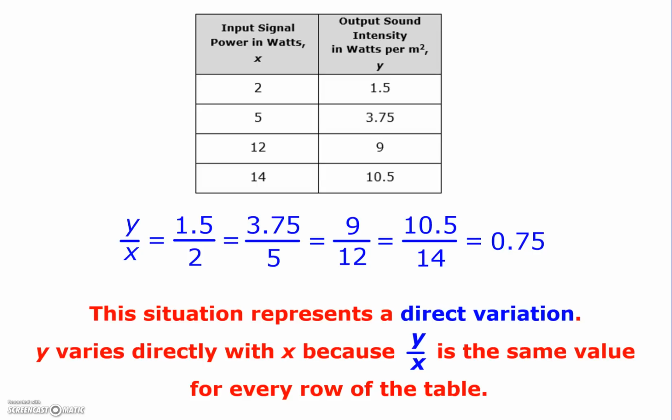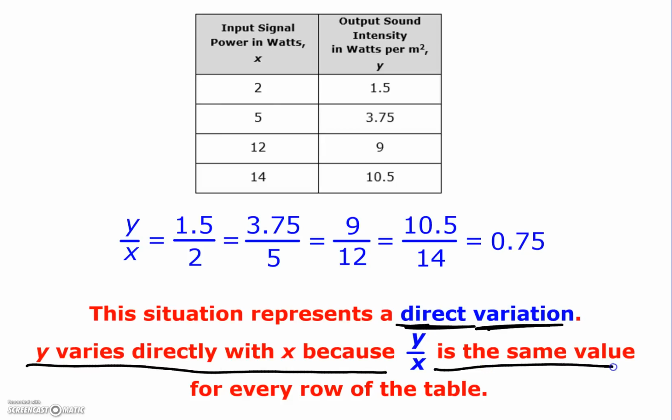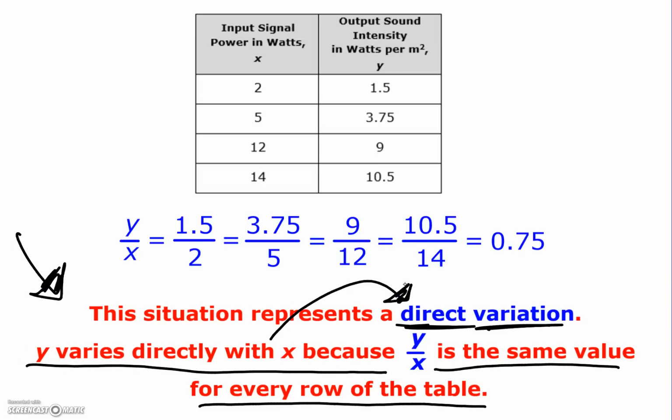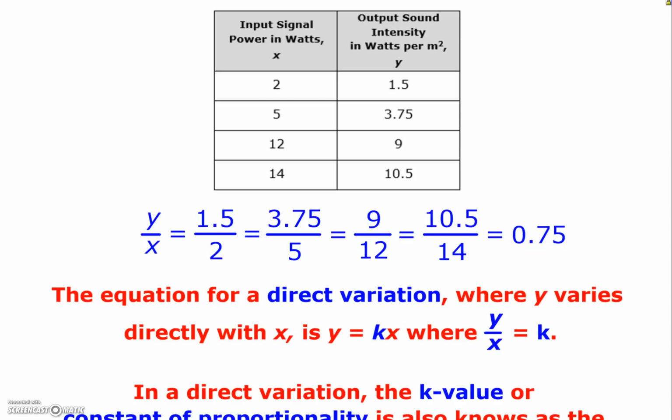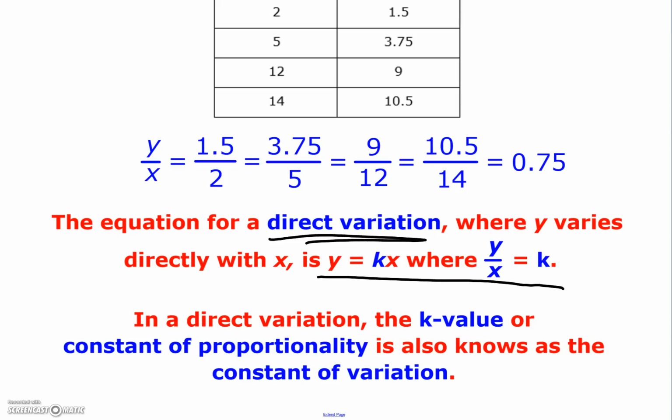The situation represents direct variation. This is a word you need to know. Where Y varies directly with X, because Y divided by X is the same value for every row of the table. This you need to know, because when Y varies directly with X, it means direct variation. The equation for a direct variation where Y varies directly with X is Y equals KX, where Y divided by X equals K, and that's a review of Monday night's video. But you still need to review it and you need to know it.